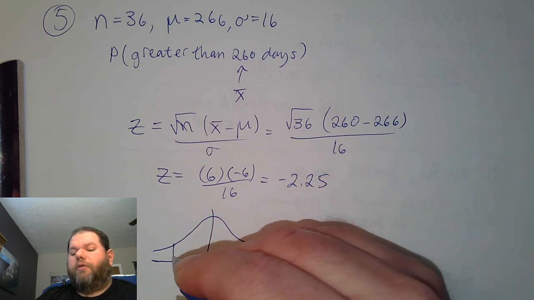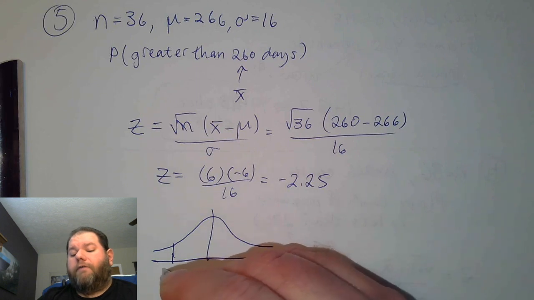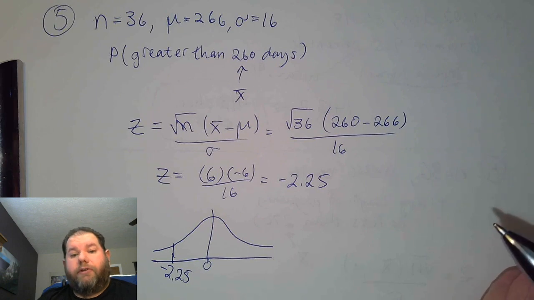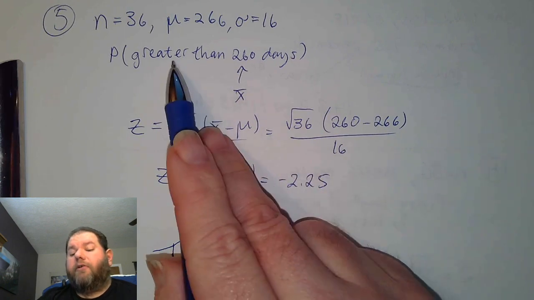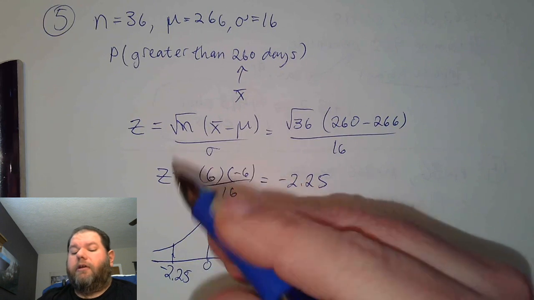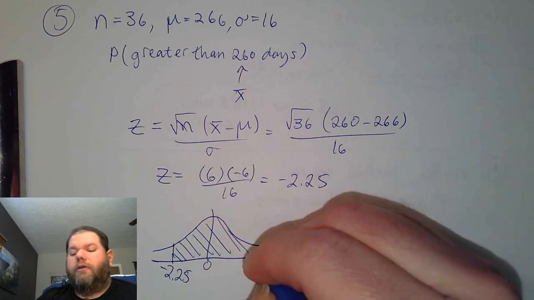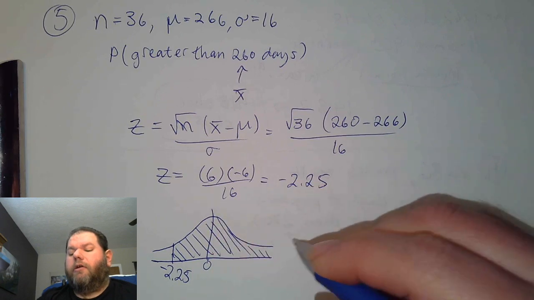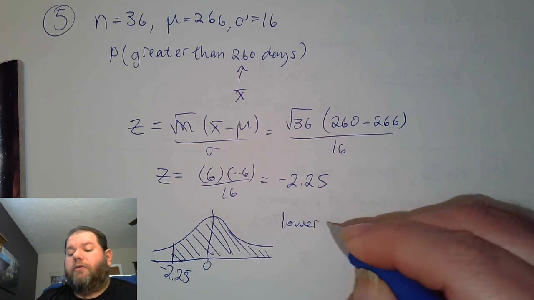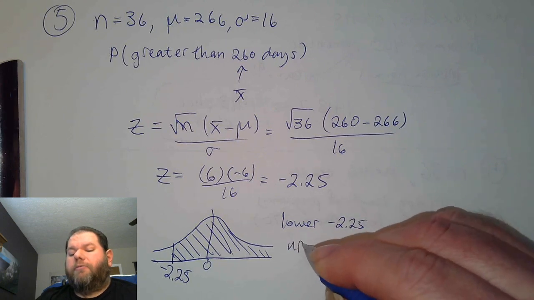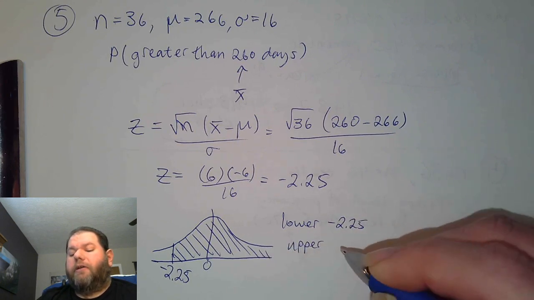Now negative 2.25 is pretty far to the left. And then we want to shade everything to the right of that because it says greater than 260 days. So greater than would be everything to the right. So our lower bound will actually be negative 2.25, and our upper, because it keeps going to the right, will be 10.